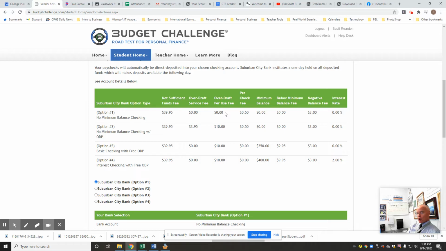This is what you get charged. Instead of getting charged $40, they charge you $10 every time you use it. For option 1, there is no service, so it's zero. You're not going to have a fee because you're going to end up paying $40. For options 2, 3, and 4, every time you write a check and the money isn't there, they will charge you $10.